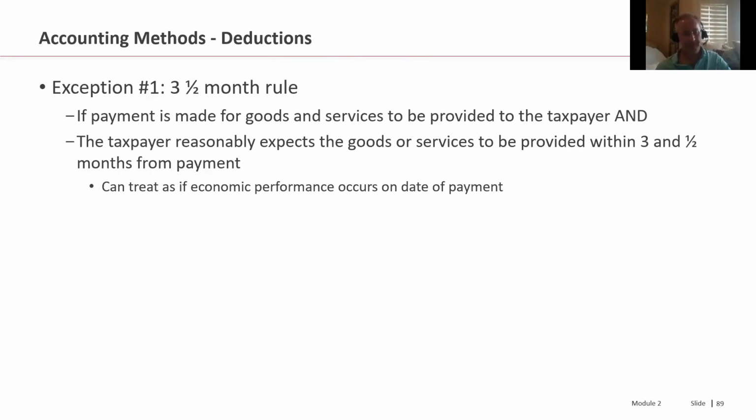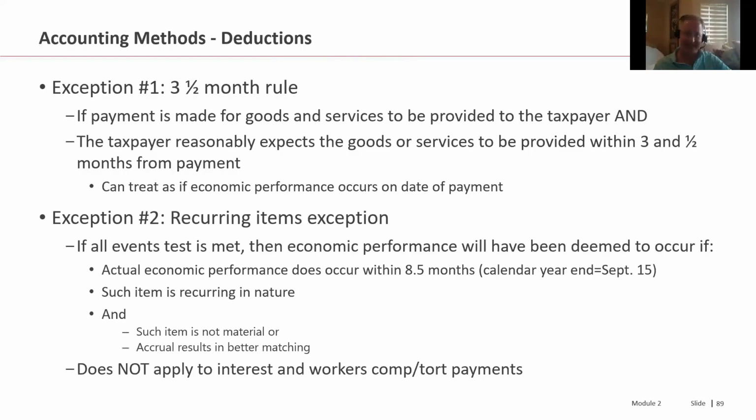Well, because you paid for it in advance, and you knew you had to refill it every quarter, you could go ahead and deduct that cost because you would reasonably expect the postage to be used within 3.5 months. So if I can expect economic performance to occur, then I can go ahead and deduct it. That's the first exception. The second exception is the recurring item exception.